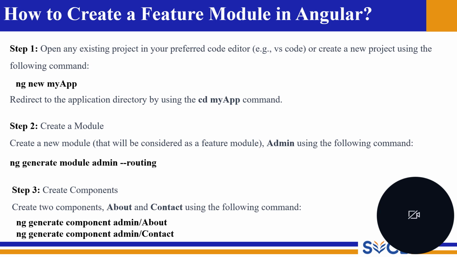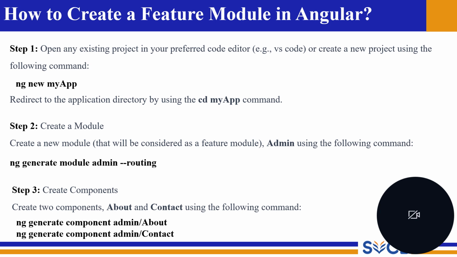So these are the steps to create a feature module in Angular. In the first step, open any existing project in your preferred code editor or create a new project using the following command: ng new my-app. And then the second step, create the module. Create a new module admin using the following command: ng generate module admin --routing.